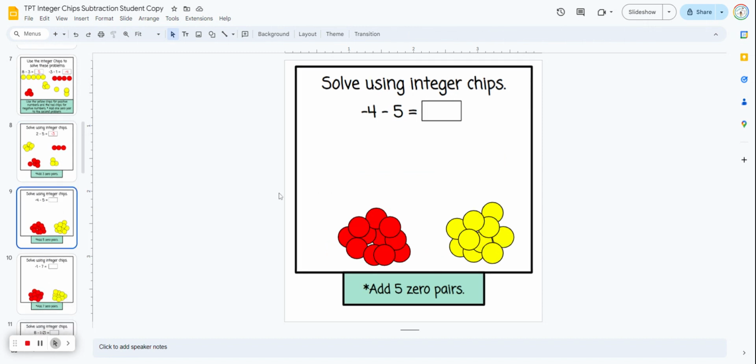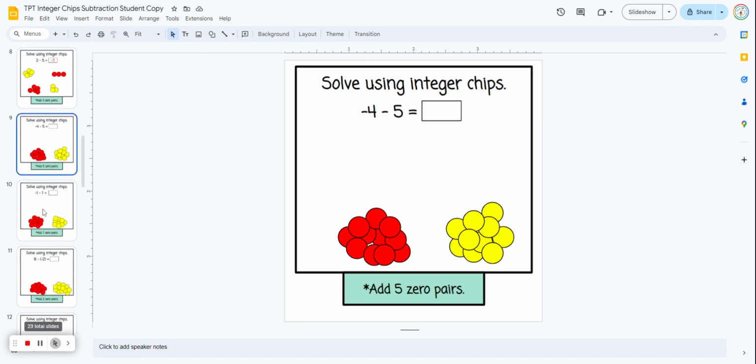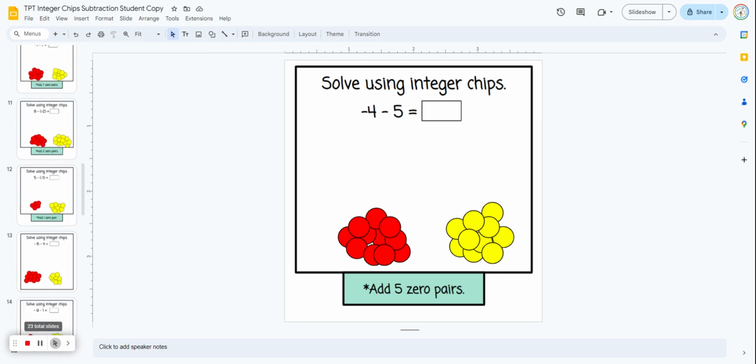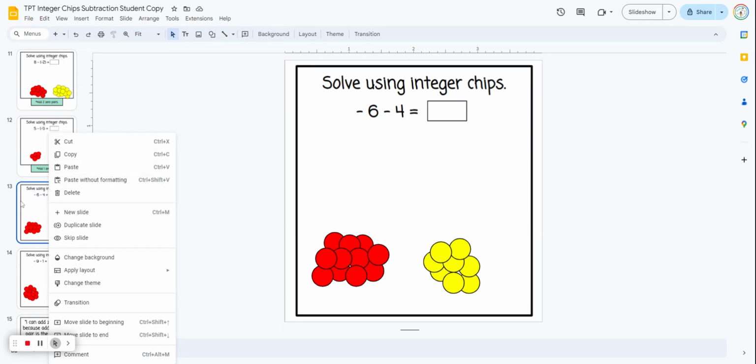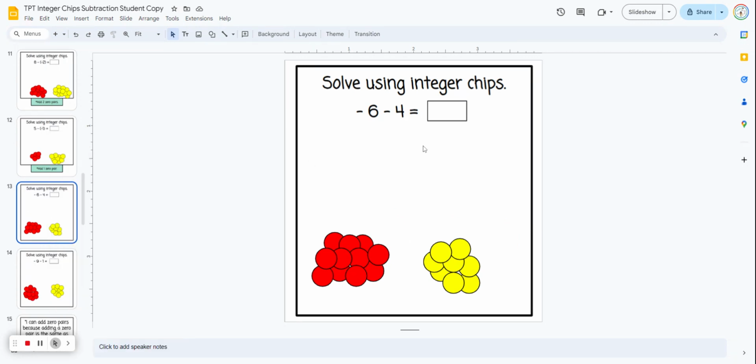Now they have several of these to practice. Again, for most of these, they're going to be given that hint at the bottom, how many zero pairs to add. That should help them in the beginning. And then when they get down to slide 13, they've got to figure out on their own how many zero pairs to add.